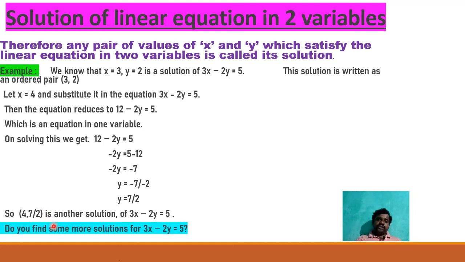Dear students, can you find some more solutions for 3x minus 2y is equal to 5? After watching this video, you can try to find some more solutions. If you take any value of x or y, we can convert the equation into one variable, then we can find the value of the other variable. We can get the final solution.